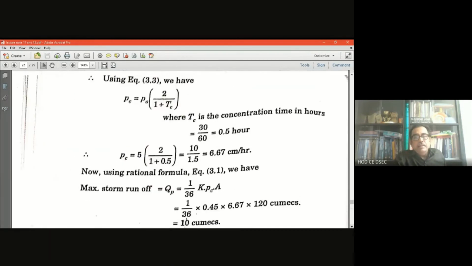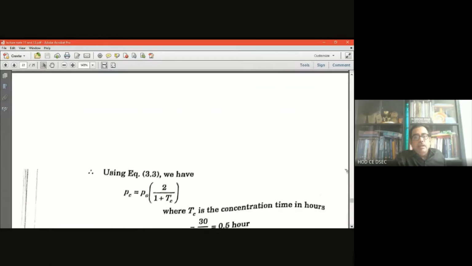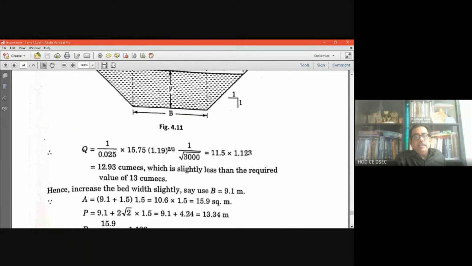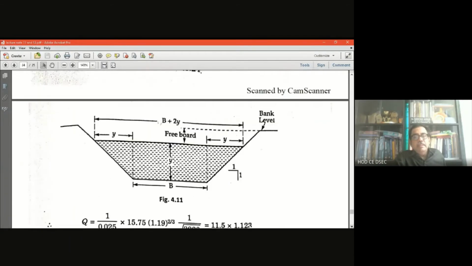cross-sectional area of the trapezoidal section. If you see, this is the Y, this is the B. If it is 45 degree, it is an isosceles triangle. If the vertical height of the water is Y, then how will you get the horizontal portion? If it is 1:1, that is a 45 degree angle, so the slope is 1:1.